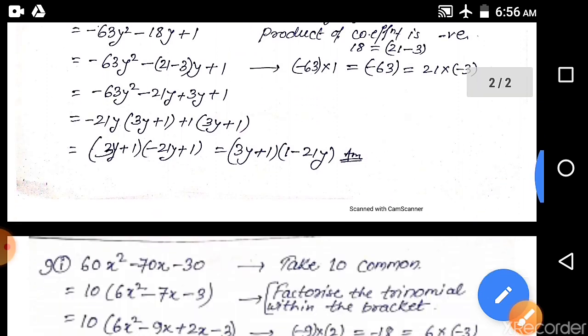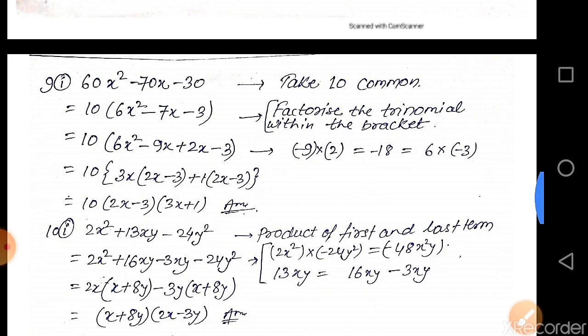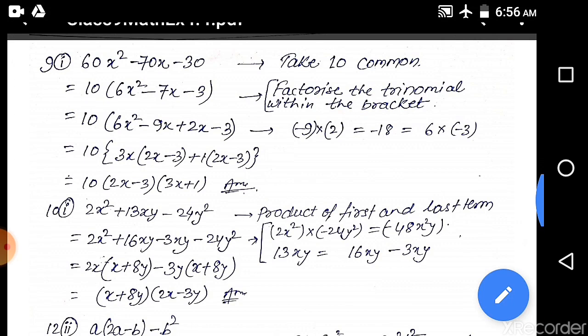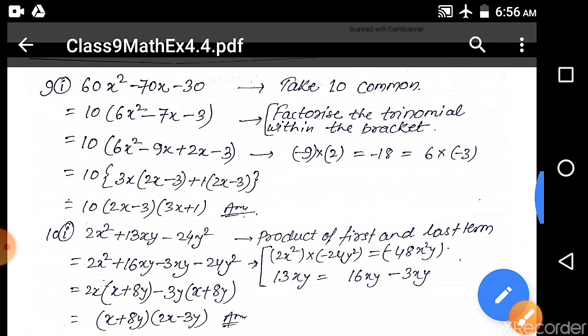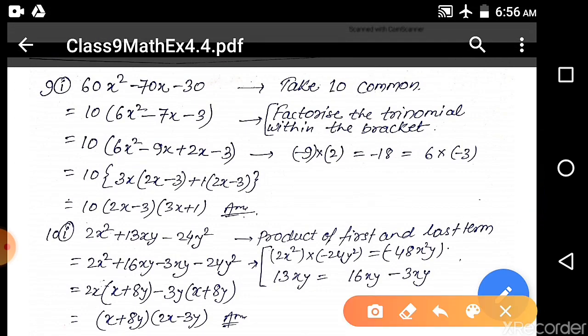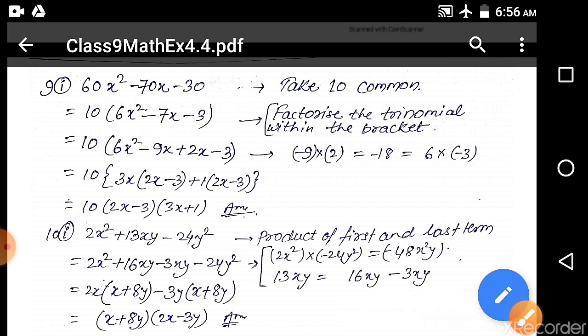Now go to the next one. Here we have question number 9, because up to question number 8 you can solve. See, for question number 9 we have the trinomial 60x square plus 7x minus 30. From those three terms we can take 10 as a common factor. So first we do that. We have taken 10 as a common factor.